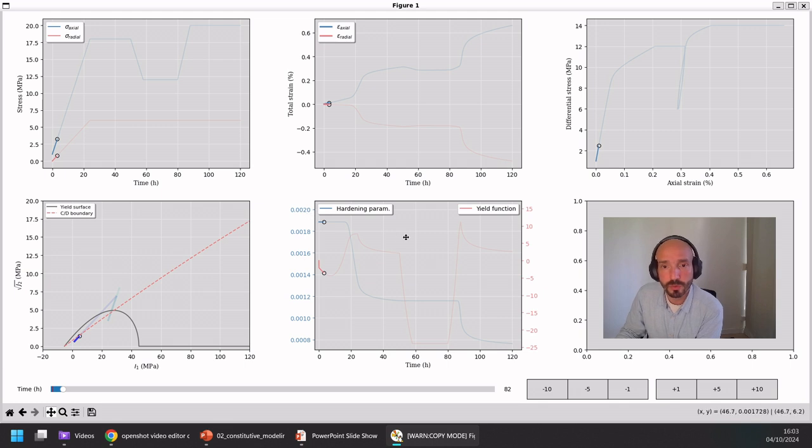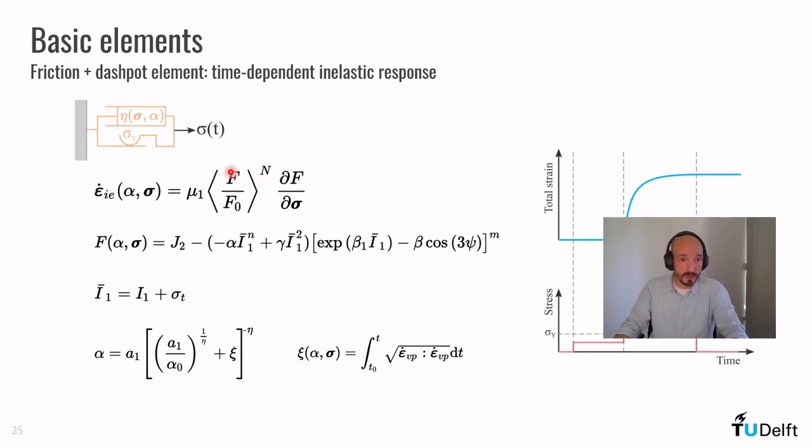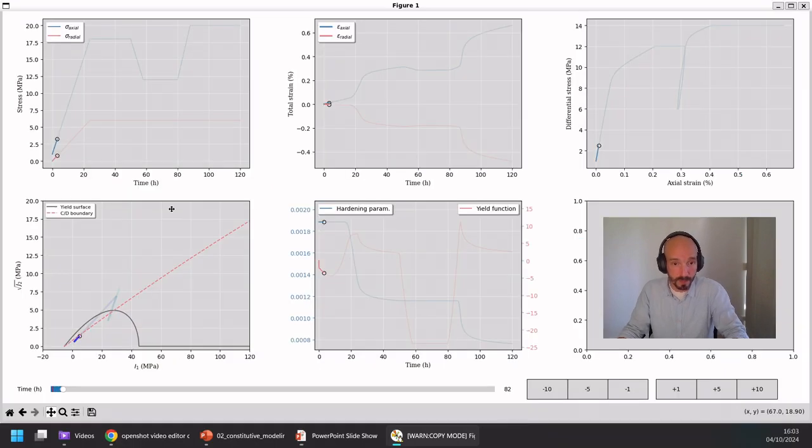So this graph shows two things. In red, it shows the yield function value. So you can see that 0 here. So by now, this value here is below 0. Meaning that the yield function is negative, which means this number here will return 0 because F is negative, so there is no viscoplastic deformation.